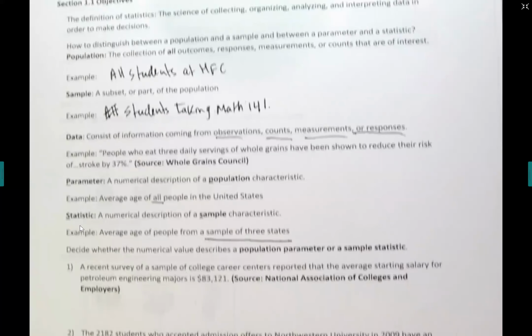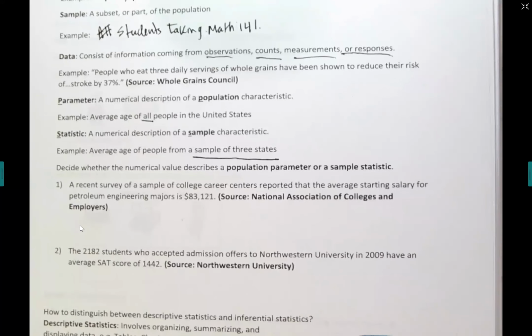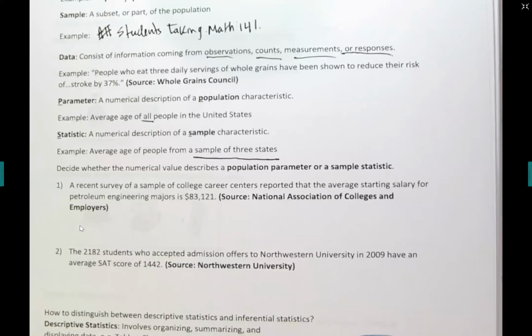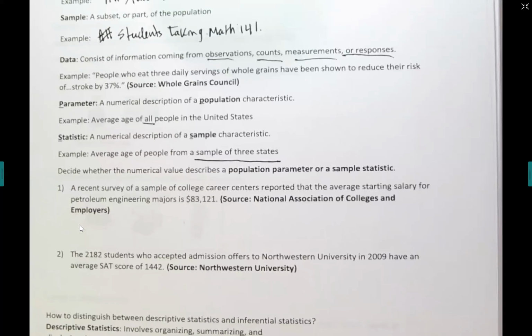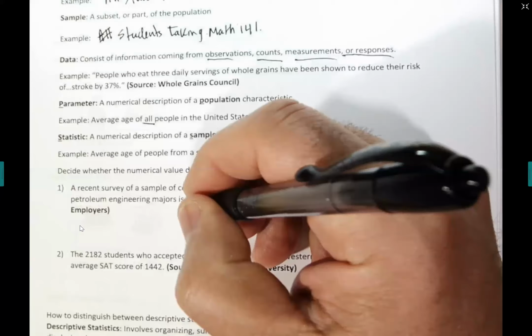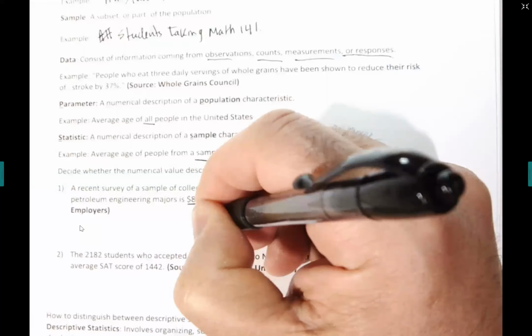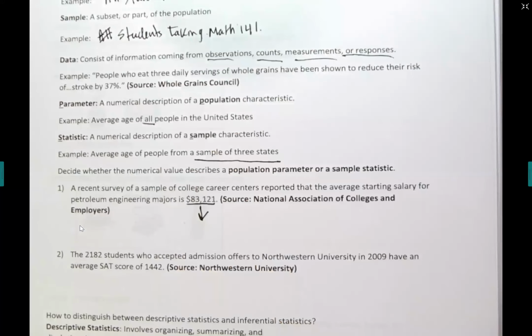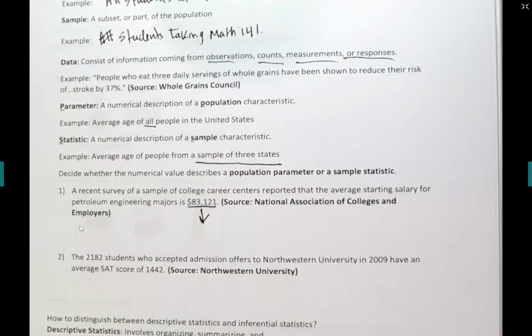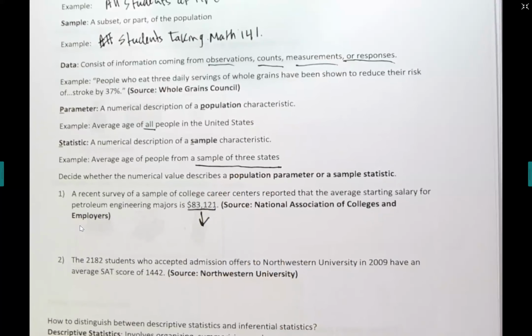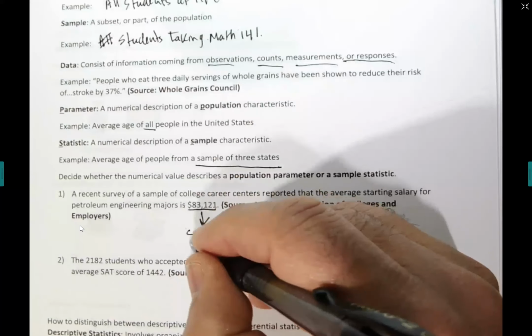Okay, let's do this exercise together. Decide whether the numerical value describes a population parameter or a sample statistic. A recent survey of a sample of college career centers reported that the average starting salary for petroleum engineering majors is $83,121. Does this value represent a sample statistic or a population parameter? Is it sample? How do you know it's a statistic here?